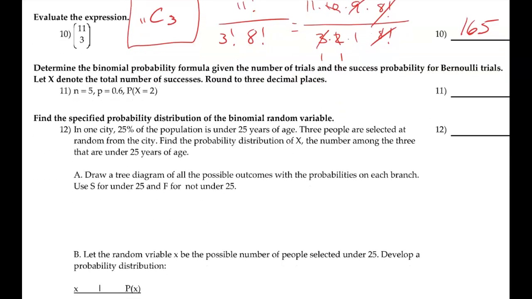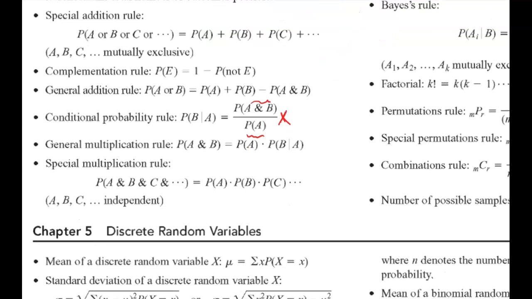All right, determine the binomial probability formula given the number of trials and the success probability for the Bernoulli trials. Let X denote the total number of successes. So you're given all the information, and we're going to find the binomial probability of X equaling 2. So I'm going to go get that formula for you. This is just on your formula sheet. This is a binomial.